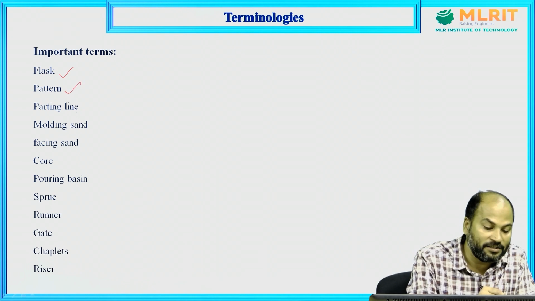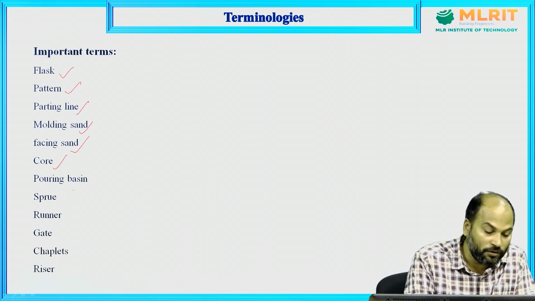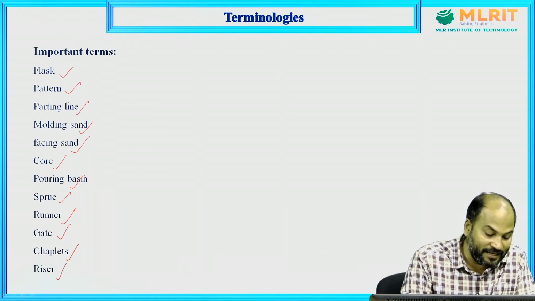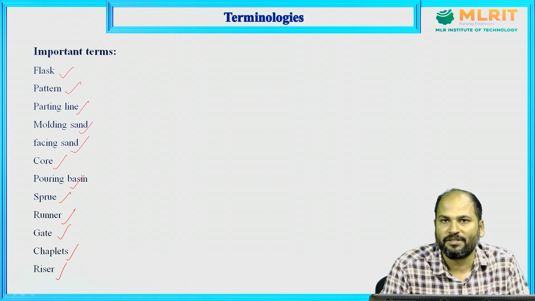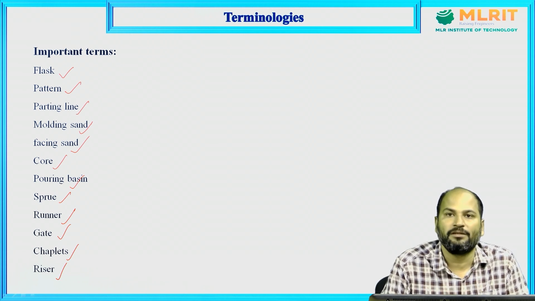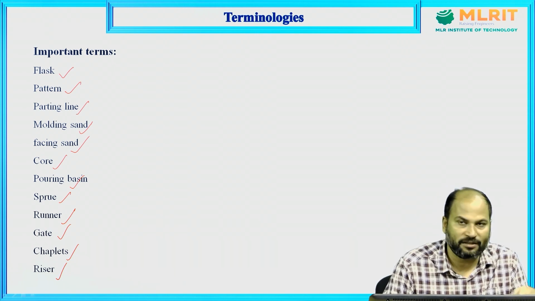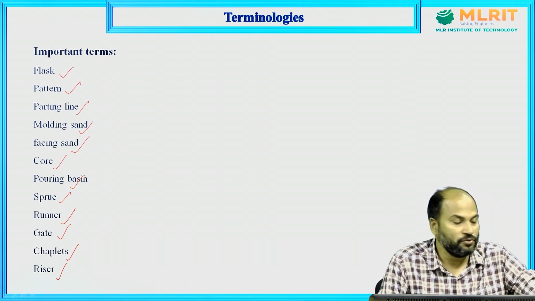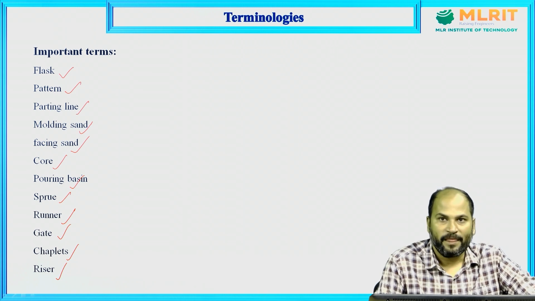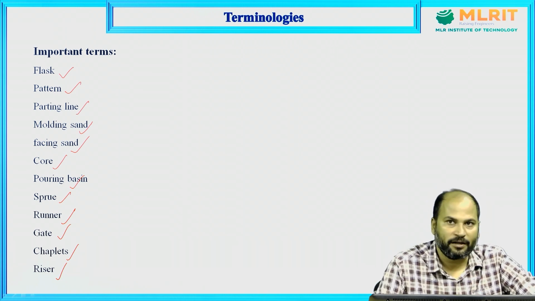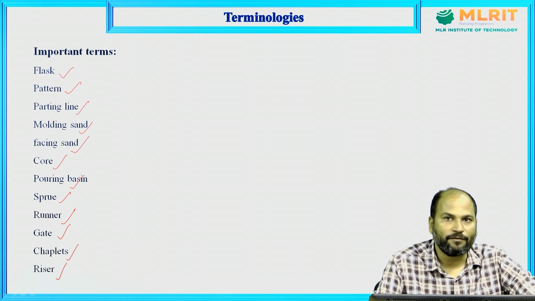Then pattern is there, parting line is there, molding sand, facing sand, then the core, pouring basin, a sprue, runner, gate, chaplets, riser. These are some important terms which will be used repeatedly in this course in the casting process. Other terms are also there, but they will not be used frequently. That's why I have taken these. So one by one we will see what is the meaning of all these terms.